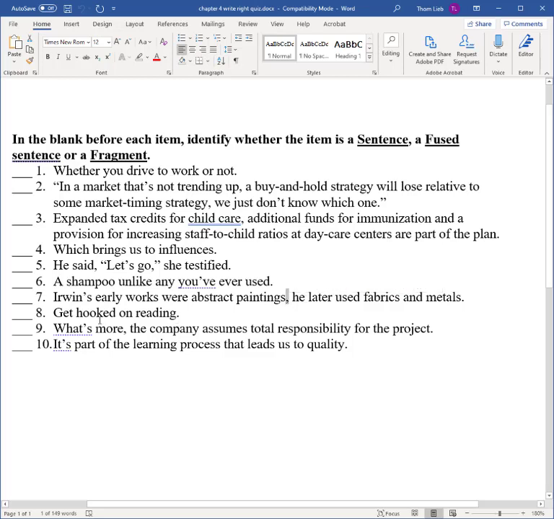Number 8, get hooked on reading. Well, who's the subject? Well, actually, this is a case where the subject is understood. You're talking to the reader, so you're saying, you get hooked on reading. So this is a complete sentence. It's fine.